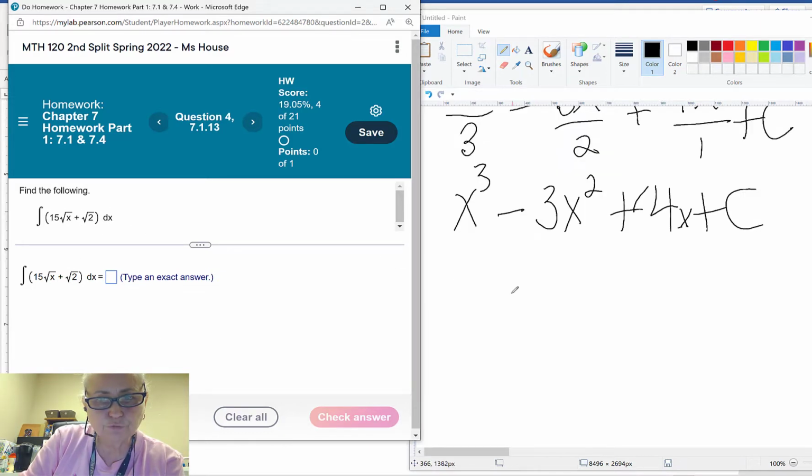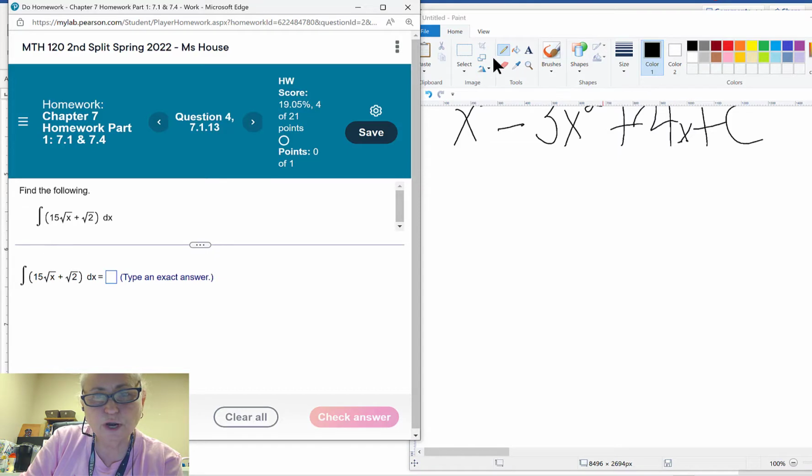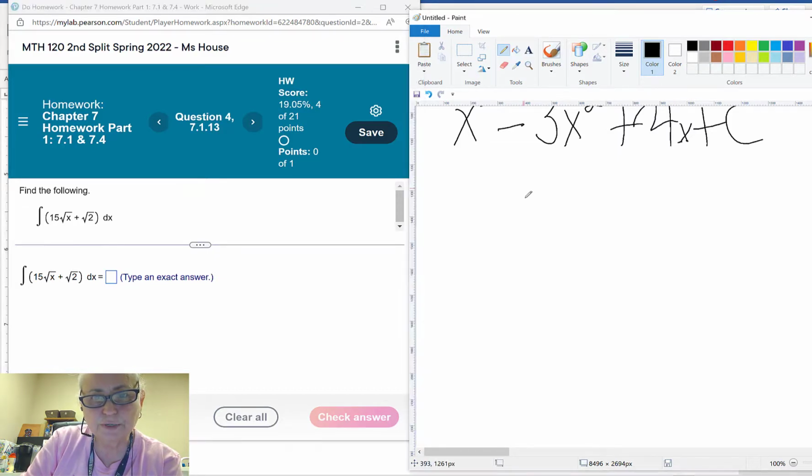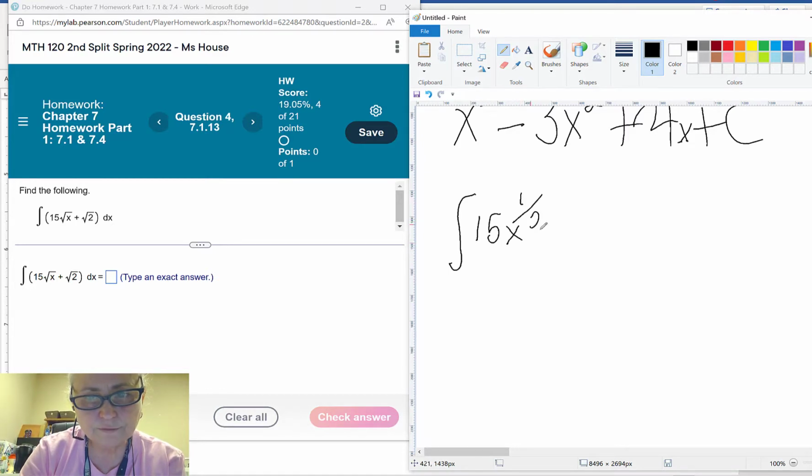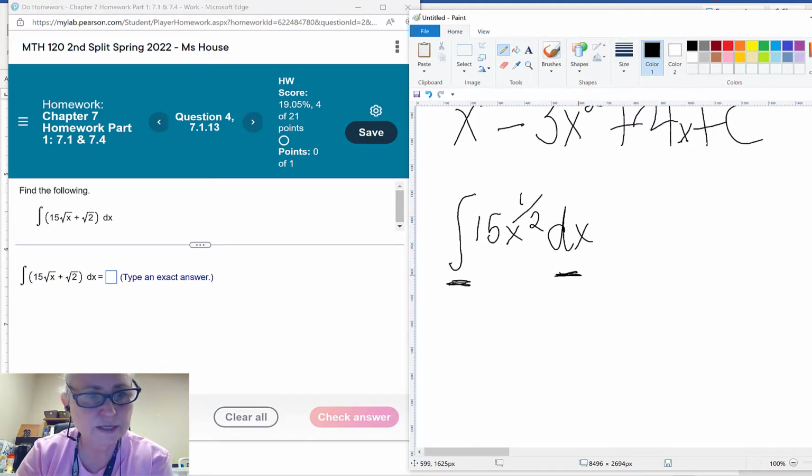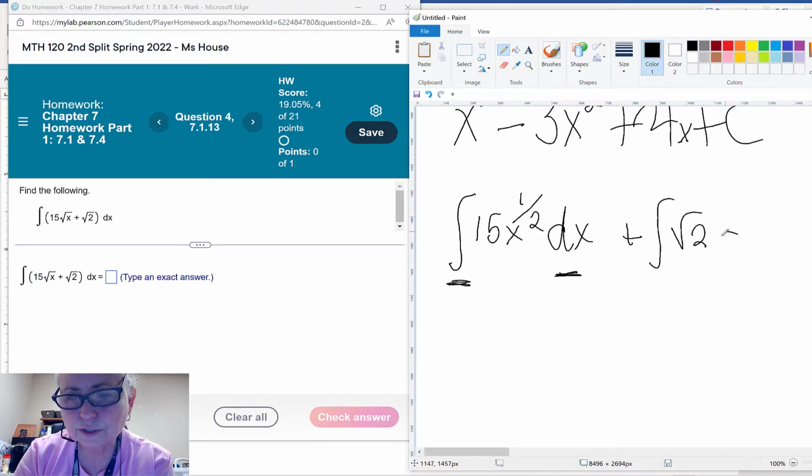Okay, so now we have one that has roots in it. We have to remember when you have a root to write it with a fractional exponent. So I'm going to go ahead and split it apart. Integral of 15 x to the 1/2 dx. Every time you have an integral symbol, you must have the dx saying that a derivative has been taken. Plus the integral of the square root of 2 dx.